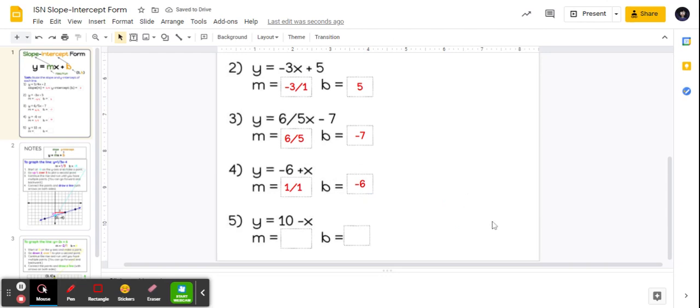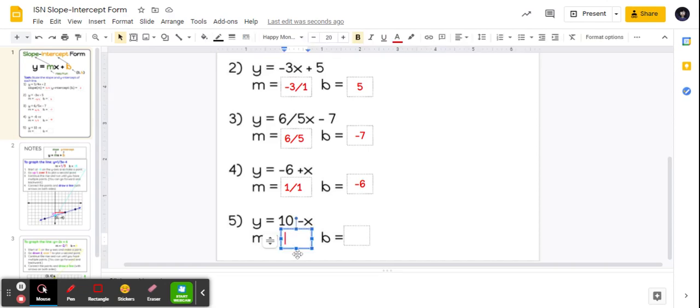All right, in our last equation here, y equals 10 minus x, very similar to this one that we just looked at. It does not start with the x term here. The x is over here. And what's in front of the x this time? A negative sign. So what number would that be? It would be negative 1.